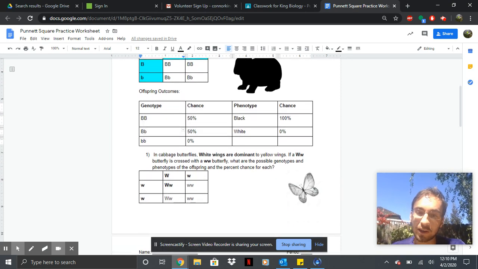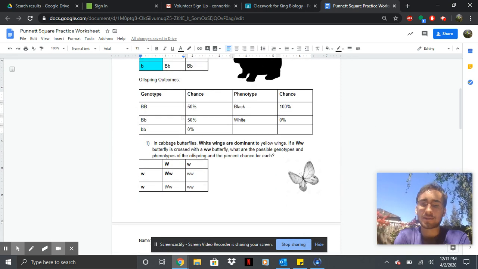Okay, moving on. In cabbage butterflies, white wings are dominant to yellow wings. So you're going to be thinking capital W, that's going to be white. If a heterozygous, or capital W lowercase w, butterfly is crossed with a lowercase w butterfly, what are the possible genotypes and phenotypes of offspring?